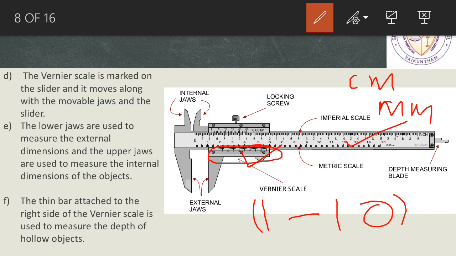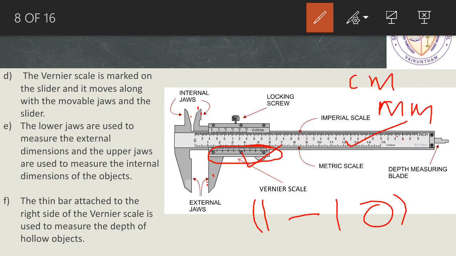We said there are two jaws, right? One is the upper jaw, another one is the lower jaw. Why are there two different kinds of jaws? You can see the upper jaw is different when compared to the lower jaw. So why are they given? They have two different functions.